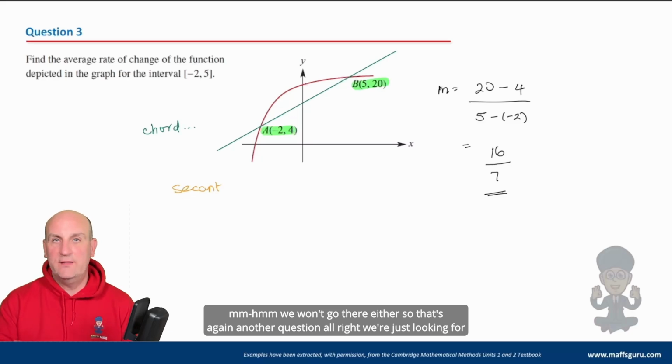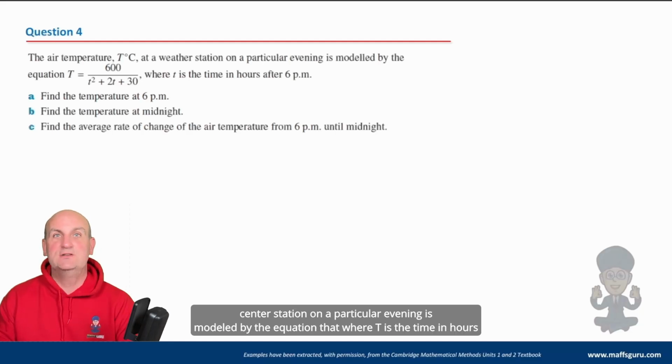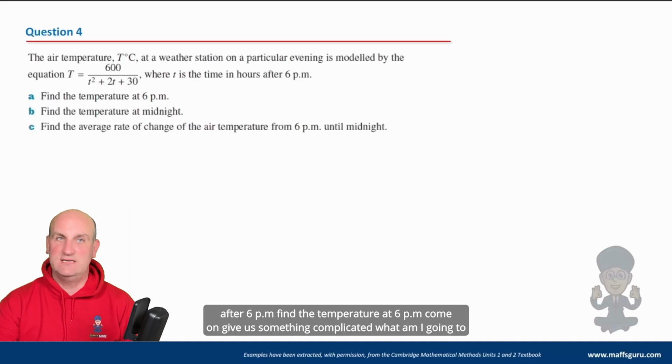So that's, again, another question, right? We're just looking for that average rate of change. What about this question here? The air temperature T at a weather station on a particular evening is modelled by the equation, where T is the time in hours after 6 p.m.